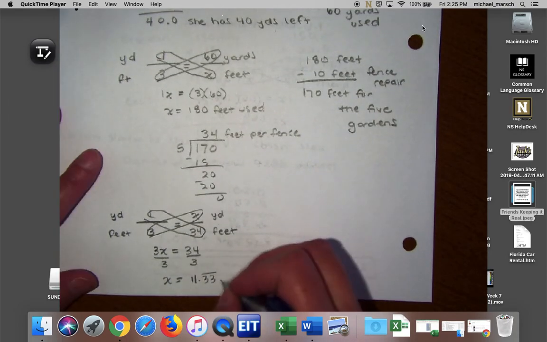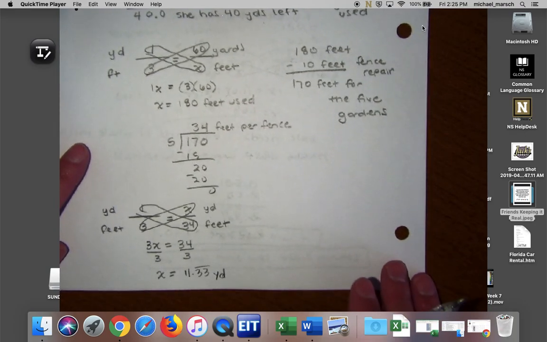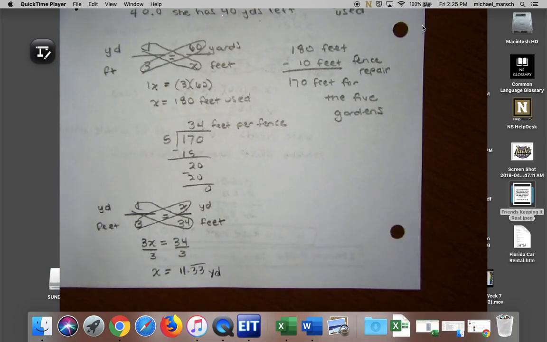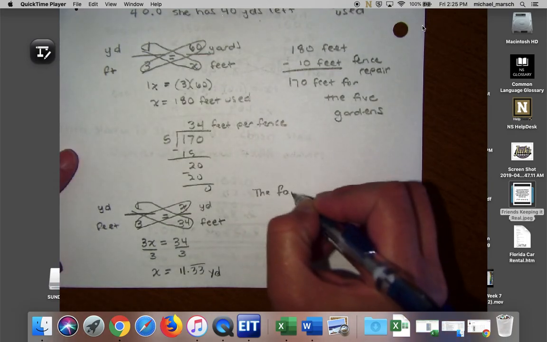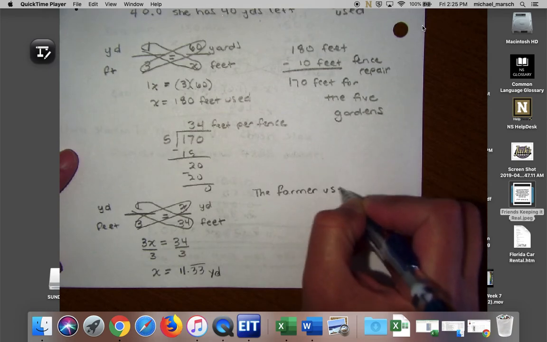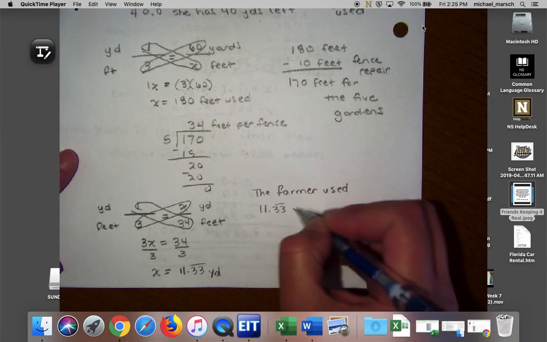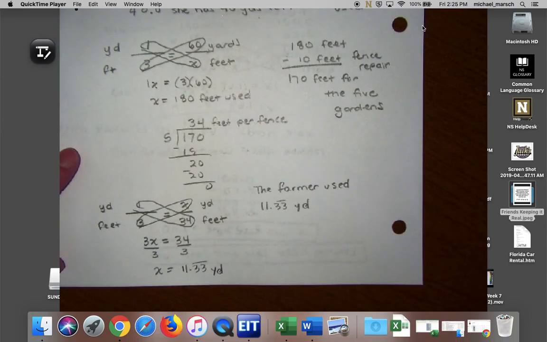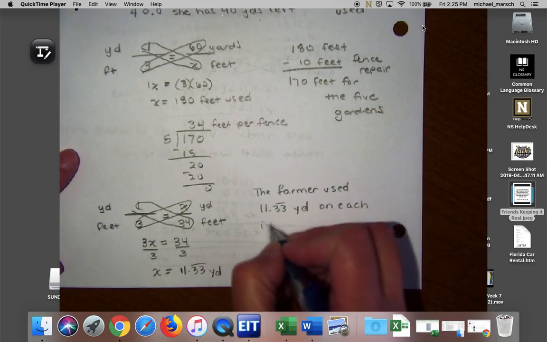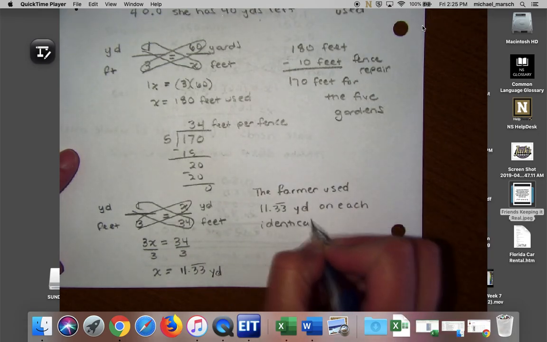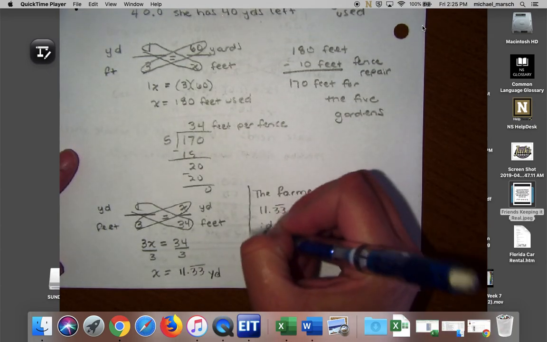11.33 yards. So what's my final answer? What does that x stand for? How much you have left? The farmer used 11.33 yards repeating on each identical fence. These farmers are mathematicians. Farmers aren't messing around.